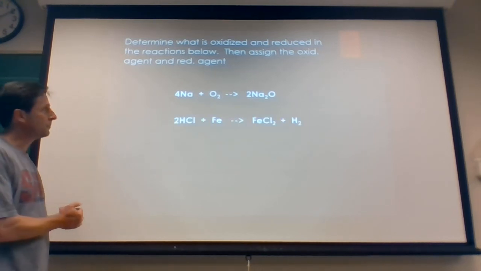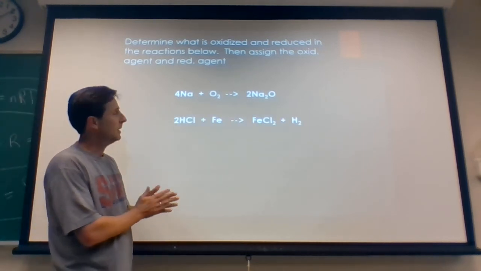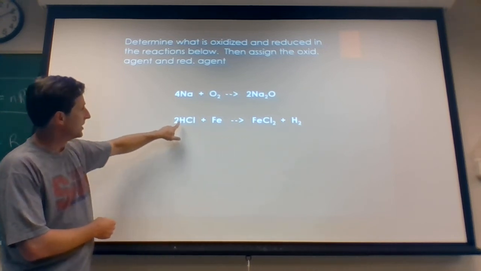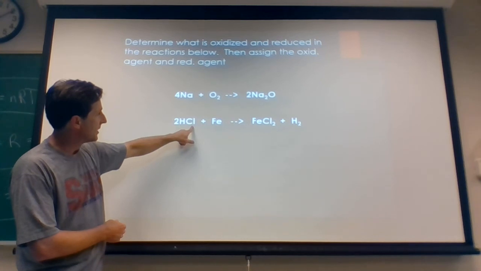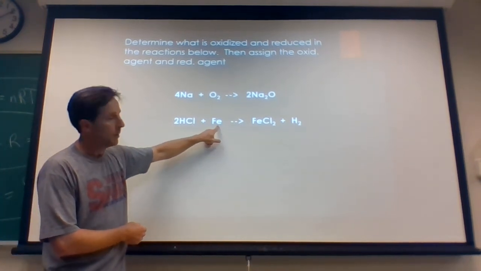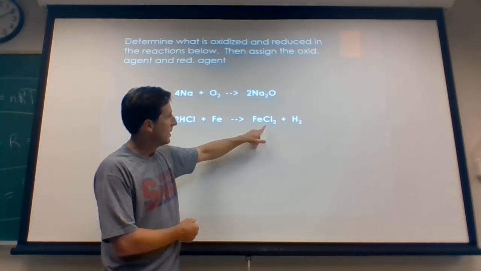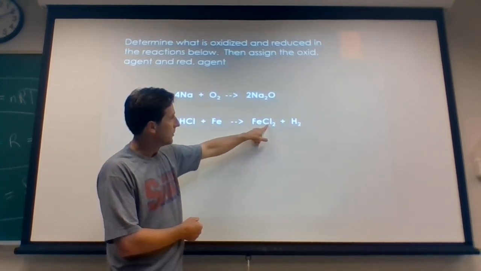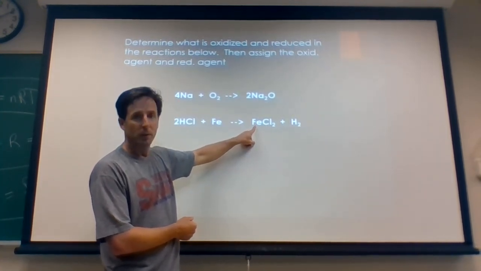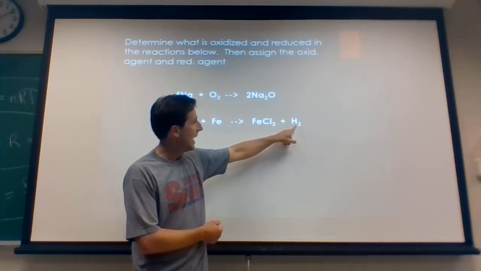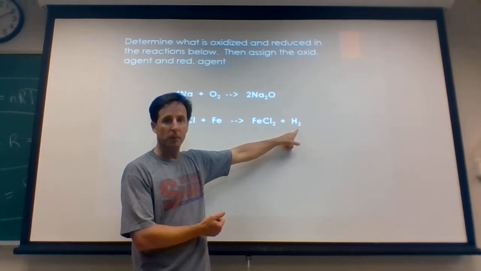Next reaction. We look at this one and I can assign my charges. Hydrogen's +1, chlorine is -1. Elemental iron is going to be 0. Over here, I know chlorine is -1, which means the iron has to be +2, because it has to be a neutral compound, so the charges have to cancel. And then the hydrogen in its elemental form will be 0.